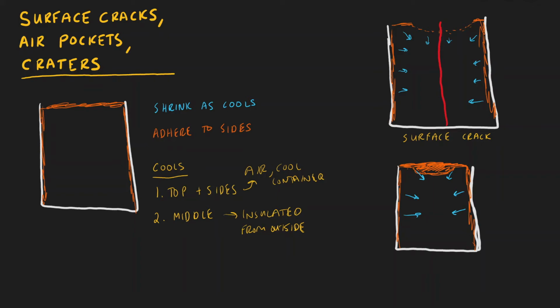Maybe there is a little bit of a surface crack, but there's actually a void of space right here, a void of air, because this wax shrunk so much, it pulled that in, but it didn't pull the top down with it. And this is what we call an air pocket.